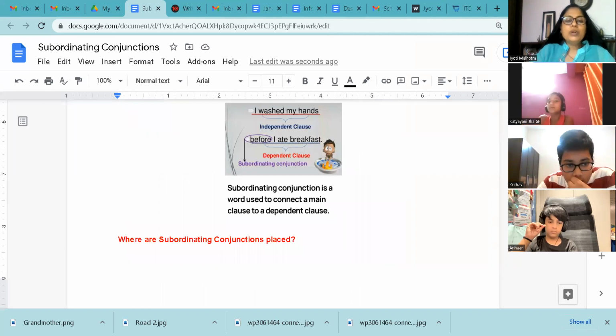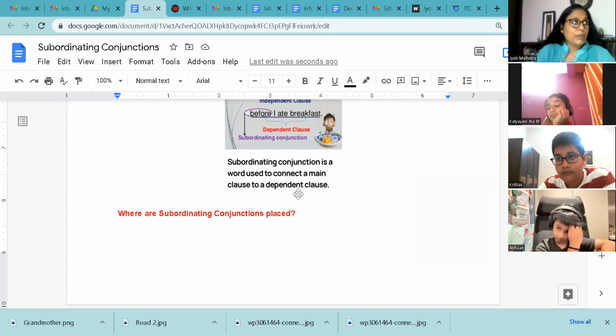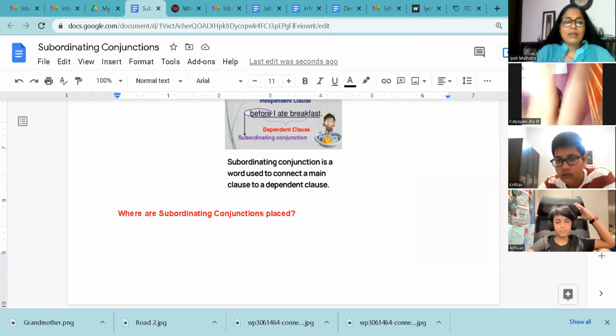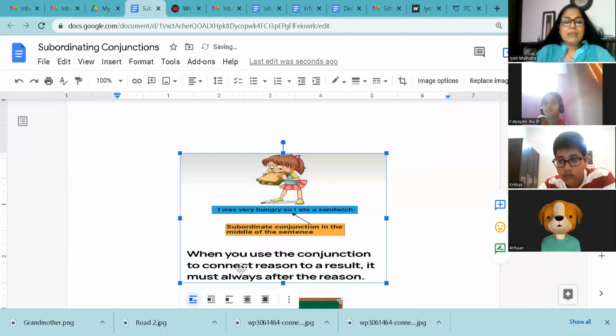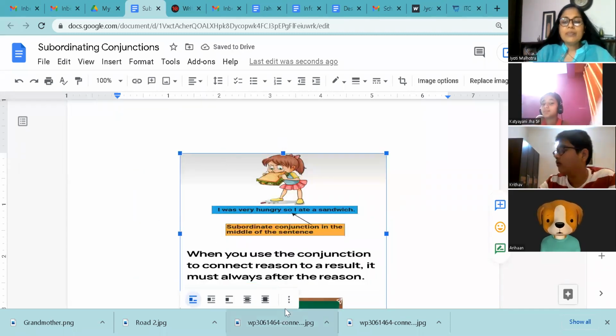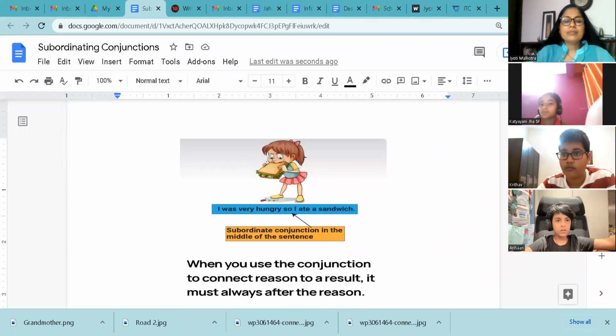So a subordinating conjunction is a word or a phrase used to connect a main clause or independent clause to a dependent clause. Now the next question that you might have in your mind is where these subordinating conjunctions are placed. Let's see. Are they placed in the middle of the sentence? Rehan, please read this.